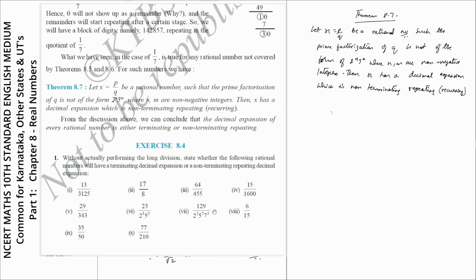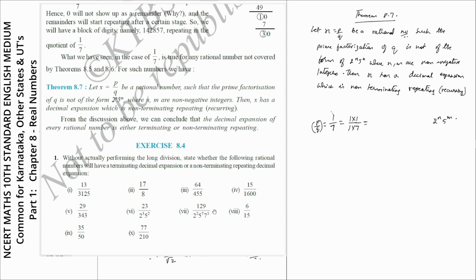Consider a rational number p by q. So consider 1 by 7. This is in the form of p by q, where 1 is an integer and 7 is an integer, and 7, the denominator, is not equal to 0. But now if we factorize, what will it be? Factors of 1 is 1 only. Factors of 7 are 1 and 7. But the denominator we are not able to express as 2 power of n into 5 power of m.